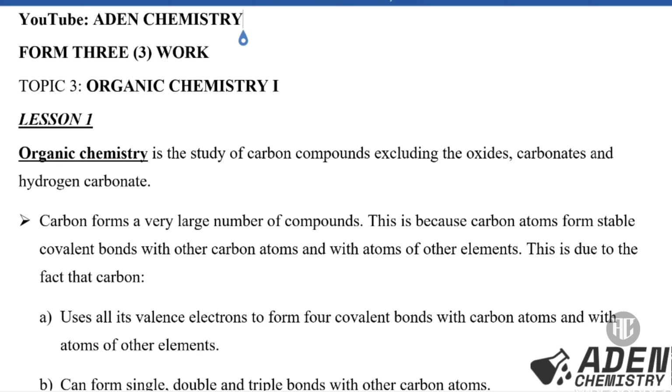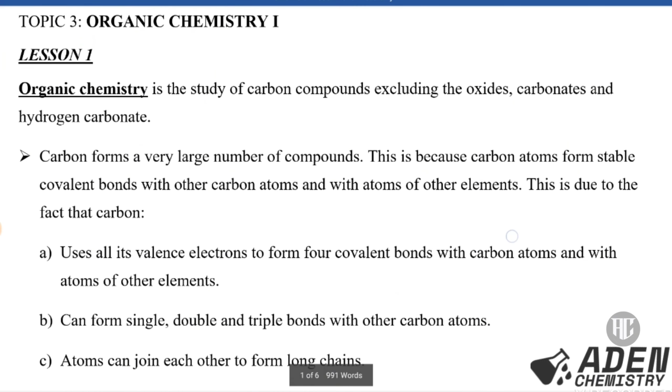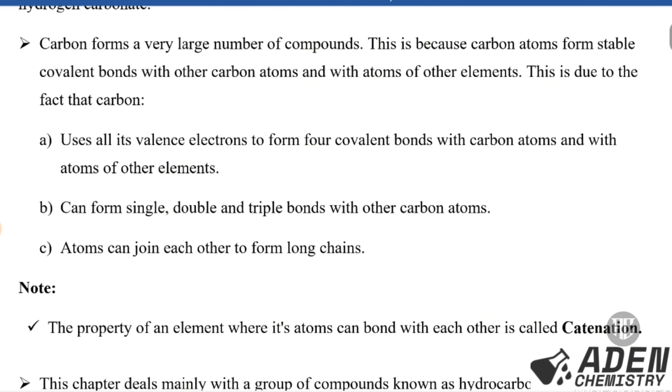Next, carbon forms a very large number of compounds, and this is because carbon atoms form stable covalent bonds with other carbon atoms and with atoms of other elements. This is due to the fact that carbon uses all its valence electrons to form 4 covalent bonds with the carbon atoms and with atoms of other elements.